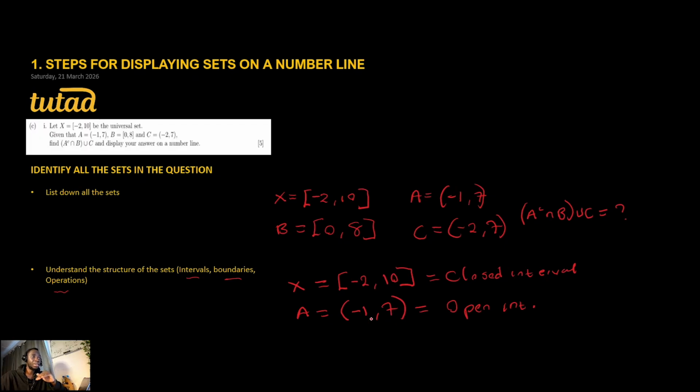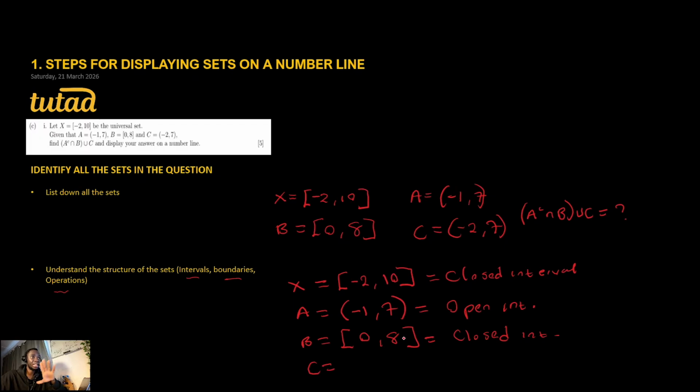So an open interval just means that the lower boundary -1 and the upper boundary 7 are not included in the set, are not part of the set. Set B here starts with a square bracket, just like the universal set X, and then we have a lower boundary of 0 and an upper boundary of 8. And just like the universal set, this is a closed interval. This means that both 0, the lower boundary, and 8, the upper boundary, are included in the set, are part of set B.